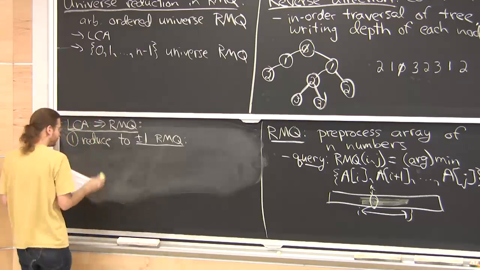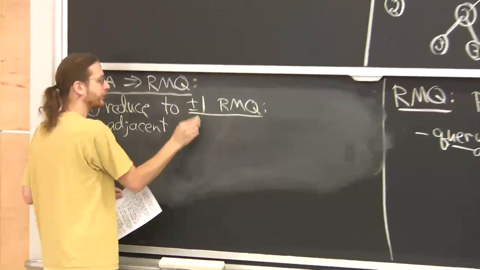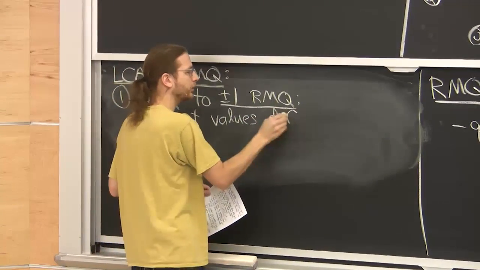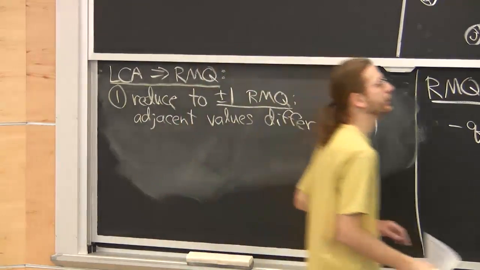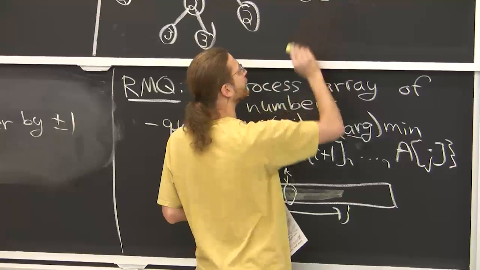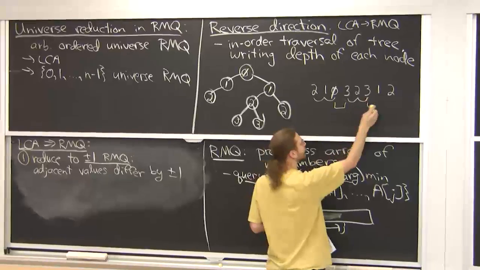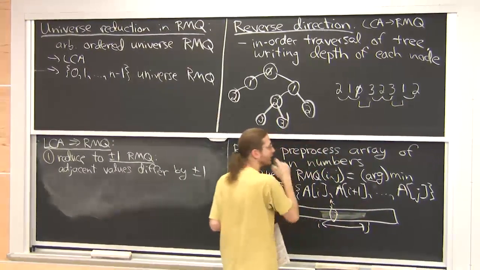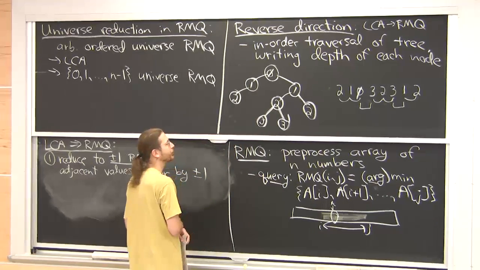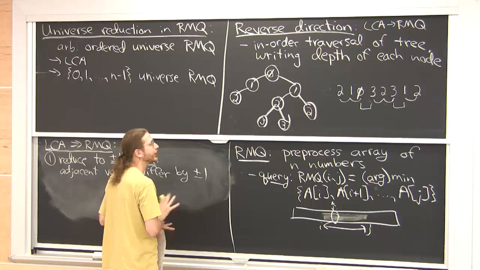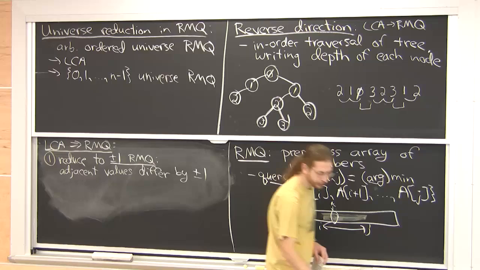What is plus or minus 1 RMQ? It just means that you get an array where all adjacent values differ by plus or minus 1. Okay, if you look at the numbers here, a lot of them differ by plus or minus 1. These all do. But then there's some big gaps, like this has a gap of 3, this has a gap of 2. This is plus or minus 1. That's almost right. And if you just stare at this idea of tree walk enough, you'll realize a little trick to make the array a little bit bigger, but give you plus or minus 1s.